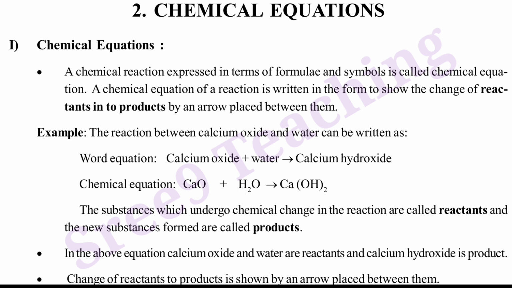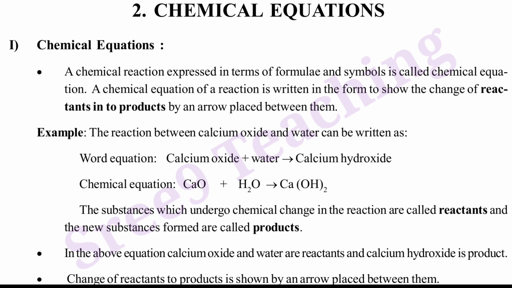Another example, if magnesium ribbon or magnesium metal is burnt in the presence of oxygen, it burns by giving a bright light and it forms ash, that is grayish ash, called magnesium oxide. As magnesium burnt gives magnesium oxide, from the magnesium oxide we cannot get magnesium metal again. So all these are examples for chemical changes, and these chemical changes or chemical reactions can be expressed in the form of an equation, which is called a chemical equation.